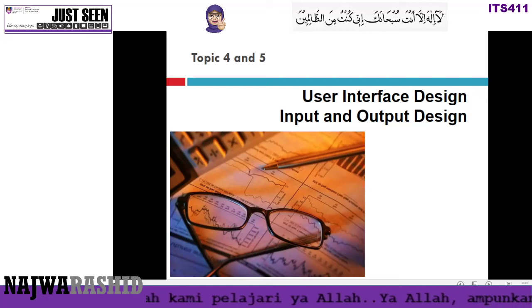In topic 4 and 5, we will discuss the user interface design as well as the input and output design. So this chapter falls under the designing piece. We have 3 main objectives.